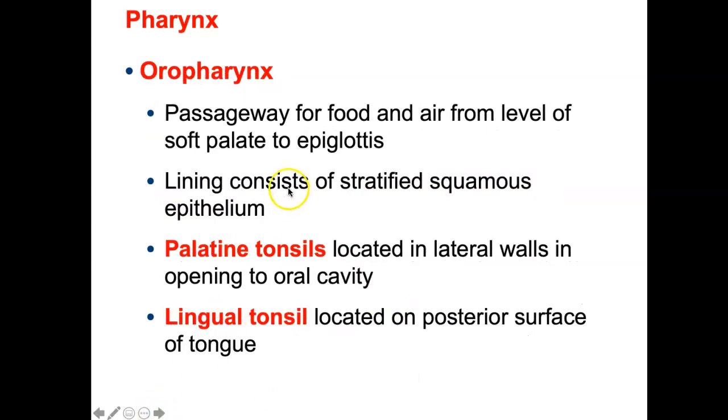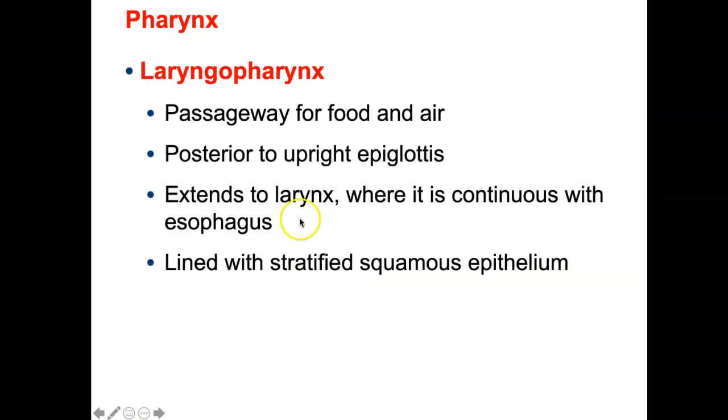We have the oropharynx. Inside the oropharynx, you have the palatine tonsils and the lingual tonsils. In the laryngopharynx, we want to realize this is a passageway for food and air. All of your pharynx really is for food or air. And we have this structure called the epiglottis.